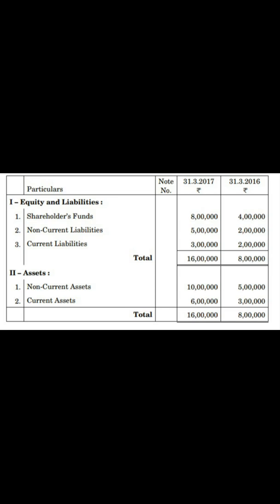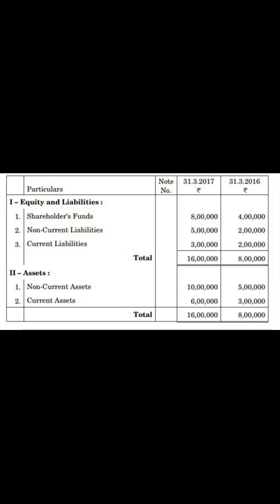As you can see that shareholder funds is 4 lakhs in the year 2016, which we call the previous year, and for the current year, that is 2017, it is 8 lakhs. Non-current liabilities is 2 lakhs in previous year and 5 lakhs in current year, while current liability is 2 lakhs in previous year and 3 lakhs in current year. Similarly, the non-current assets are 5 lakhs in previous year and 10 lakhs in current year, and current assets are 3 lakhs in previous year and 6 lakhs in current year.